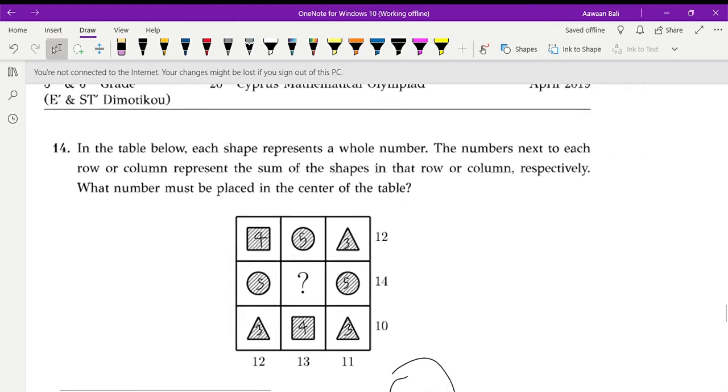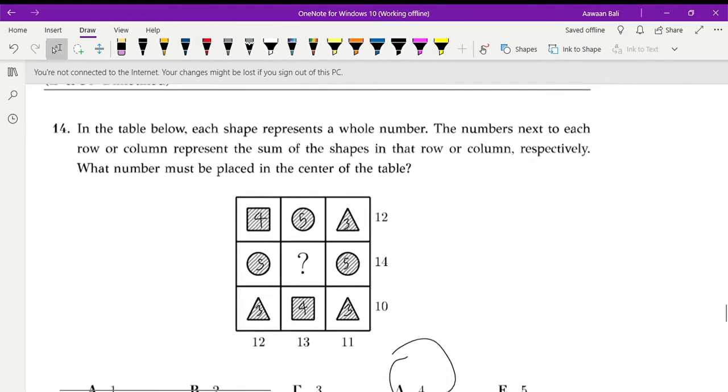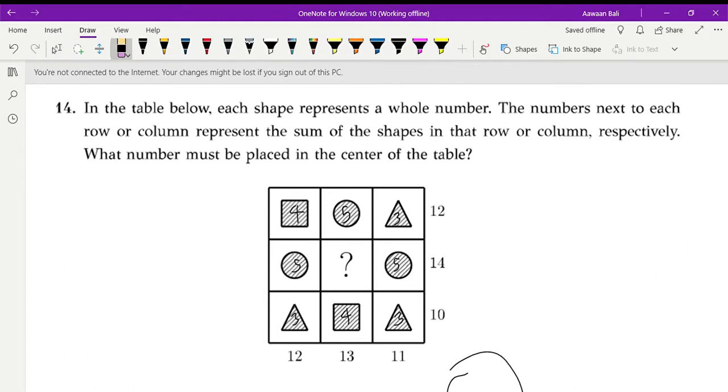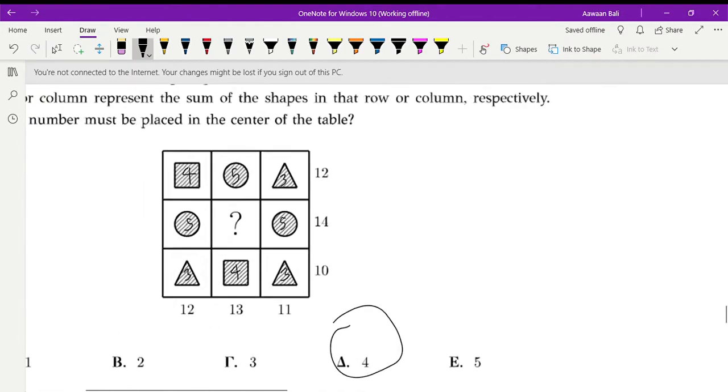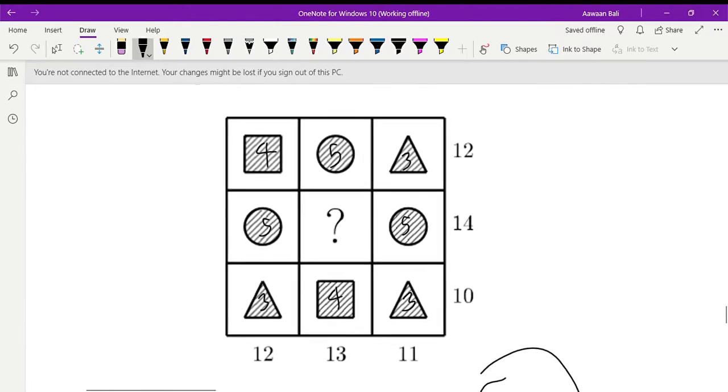Now, the next one. Question number 14. In the table below, each shape represents a whole number. The numbers next to each row or column represents the sum of the shapes in that row or column, respectively. One number must be placed in the center of the table. Now, if you look at this, there's certain ways to find the values.